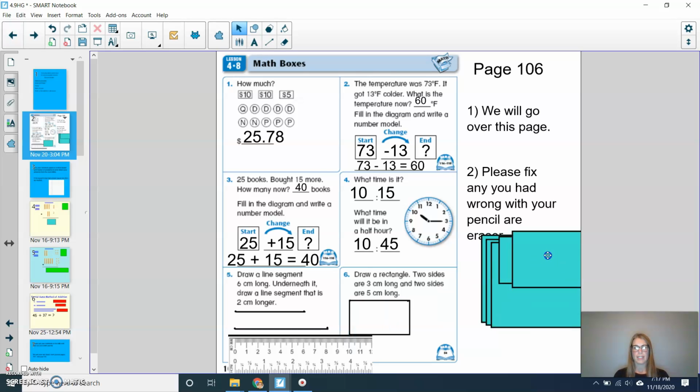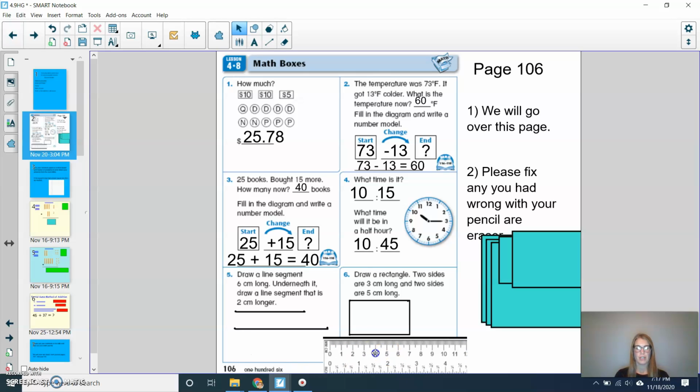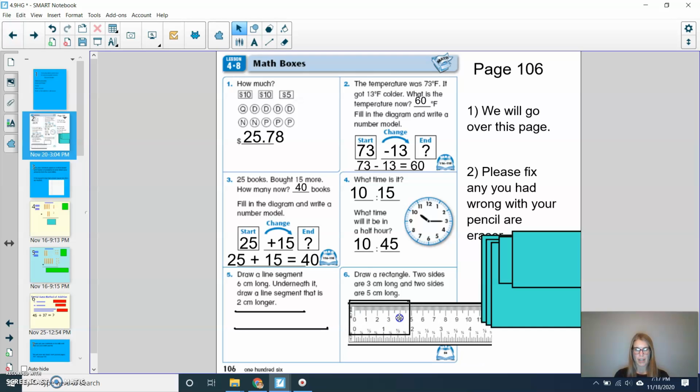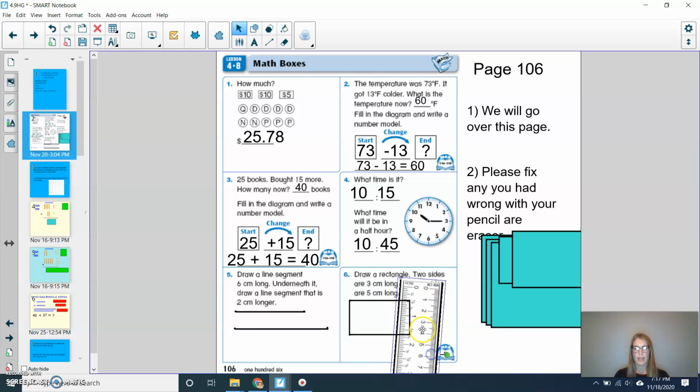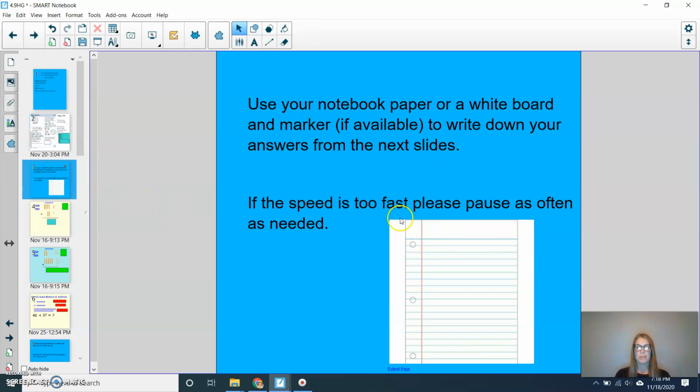For question 6, draw a rectangle. Make sure that 2 of the sides are 3 centimeters long and 2 are 5 centimeters long. I'm going to measure my longer side first. So I line up my 0 and I can see, yep, the top and the bottom are both 5 centimeters long. Then I'll turn my ruler and line up the other side. And I can see, yep, that the 2 shorter sides are 3 centimeters long. So if you can double check to make sure that you have your page correct and fix any mistakes with your pencil and eraser. For the next slides, please use either notebook paper or a whiteboard and marker if available.